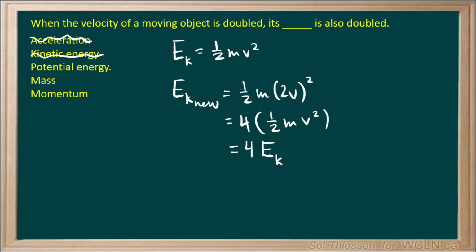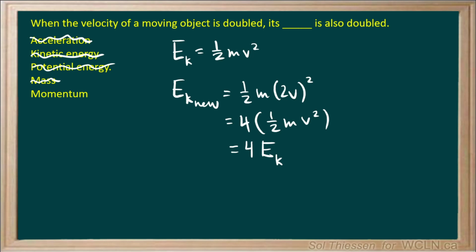Potential energy does not depend on the speed of an object. Usually potential energy, such as gravitational potential energy or electrical potential energy, depends on factors other than speed. Next we have mass. So if you double the velocity of a moving object, its mass does not necessarily change. So if I were to pick up my pencil and move it at some velocity and then double that velocity, it wouldn't gain any mass. In other words, no extra matter would flow into it.